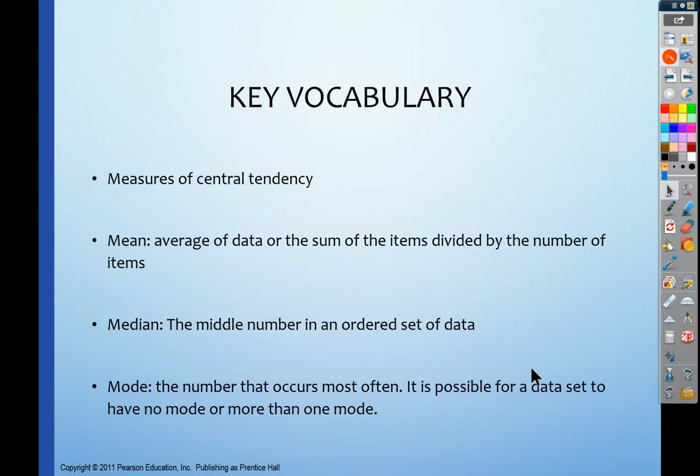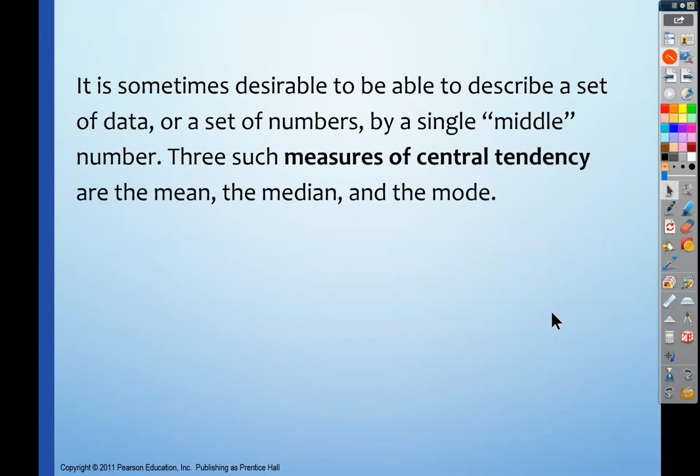So the mean is the average of all the data. You take it by adding up everything and dividing it by the total number of items that you have. The median is the middle number in an ordered set. So you have to put them in order from least to greatest, and then it's the middle number. The mode is the number that occurs most often. It's possible for a data set to have no mode or more than one mode.